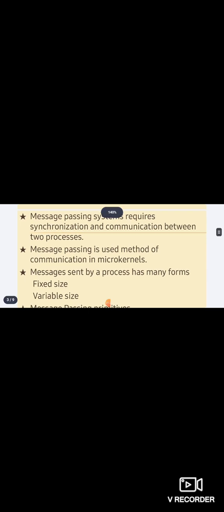Messages sent by a process have many forms. The first one is fixed size, and the other one is variable size. You have to send some message to one particular person or some other persons, so that is a fixed message. If we have to add some more points to that, that is variable size. The sizes are variable, so that is a variable size message.